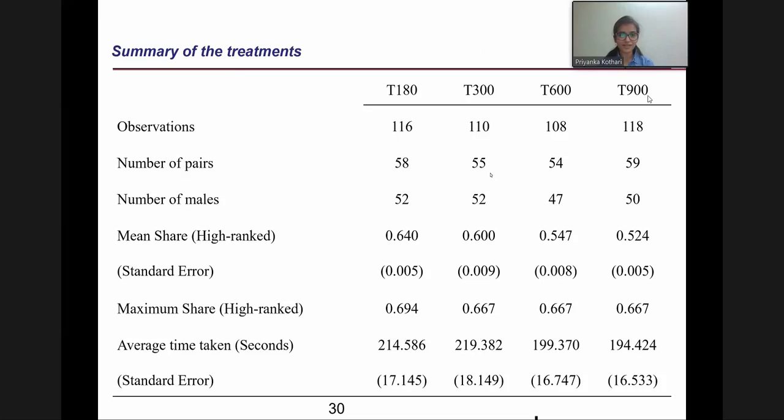So let us see the summary of the treatments. I'm not going into detail of this slide in particular, but I want to point out one thing, that is the mean share of the high ranked individual. As you can see in the treatment 180, the mean share of the high ranked individual is 0.64, which is quite close to the proportional rule solution, 2/3. And this mean share, the average share that a high ranked individual gets, keeps on declining as pie size increases. For the pie size of 900, the mean share is 0.52. So it keeps declining as the pie size grows larger and larger.